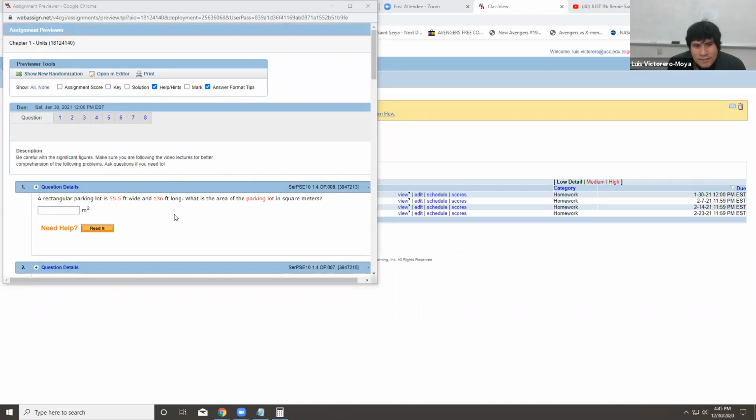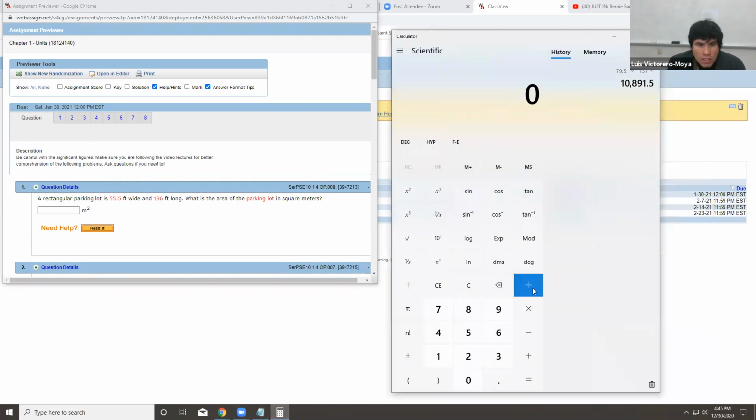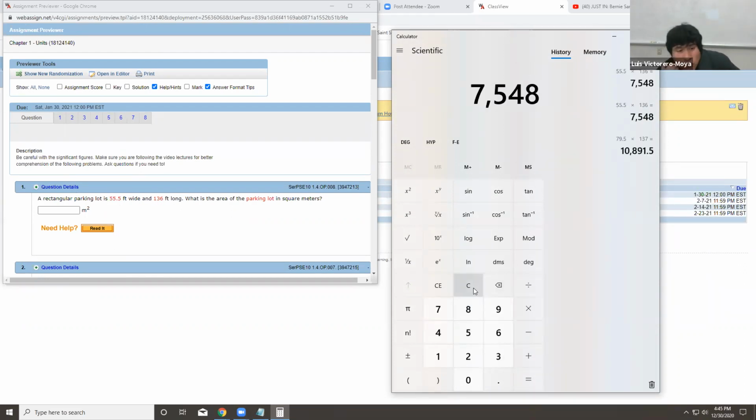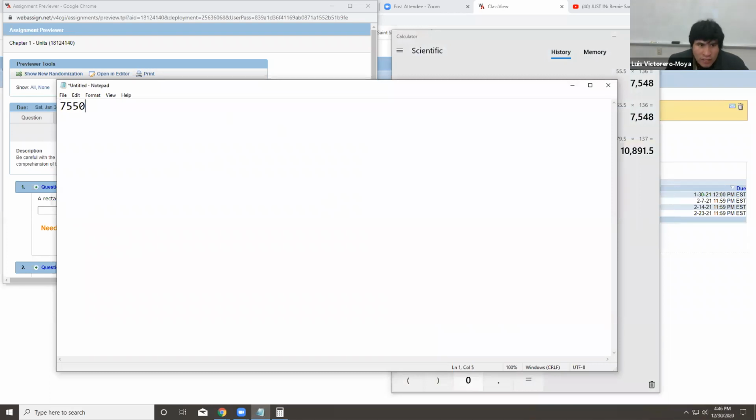So let's take a look at this. This is just to calculate the area, but obviously this is a significant figures problem. You have 3 sig figs here, 3 sig figs here. So what I want you guys to do is multiply, and then round the number that you see there to 3 significant figures. Right now, the calculator is giving me 7,548. To have 3 sig figs, you will round it to 7,550.